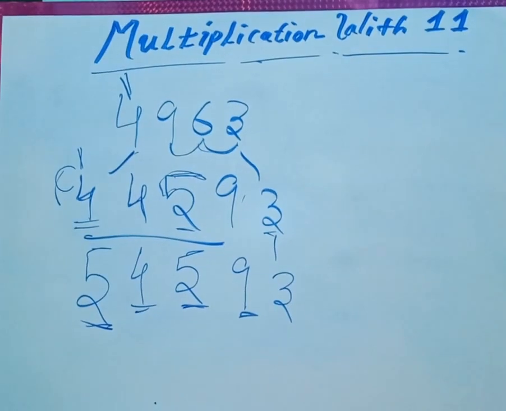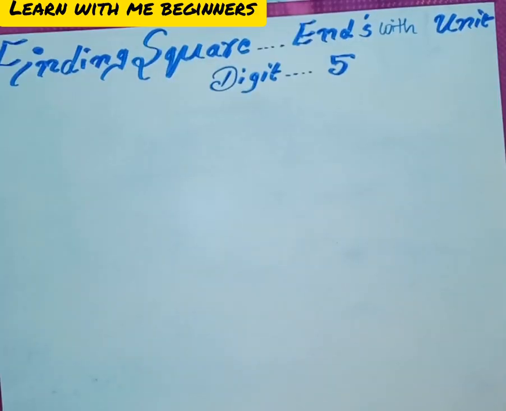Is that clear guys? If you have any doubt, please comment, I will teach you again. And please cross-check. If you think it is a wrong answer, just go and check it once. So this is how you multiply any number with 11, whether it is 4-digit or 5-digit. So let's move on guys.